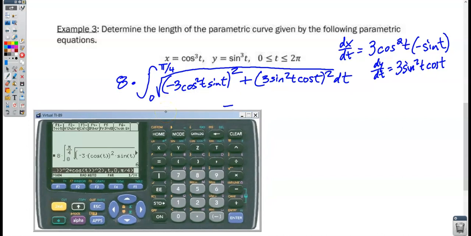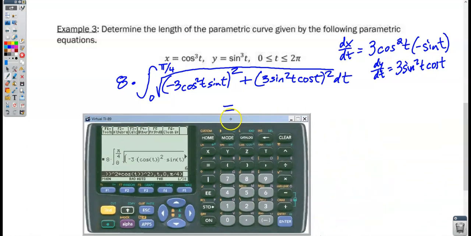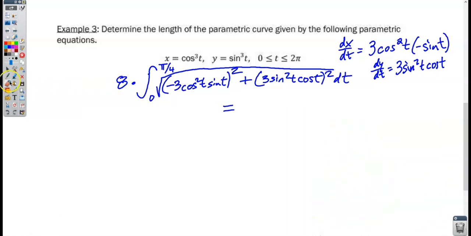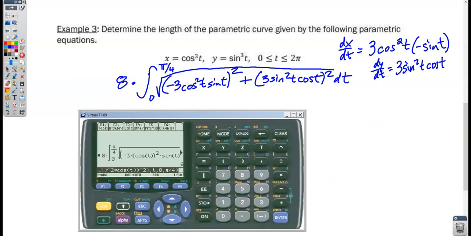Now again, I could have probably done this by hand. In fact, I'm going to do it by hand in the end here. But this is going to be equal to 6. So we know our target answer is 6. I'm going to go through the process of doing this by hand also.